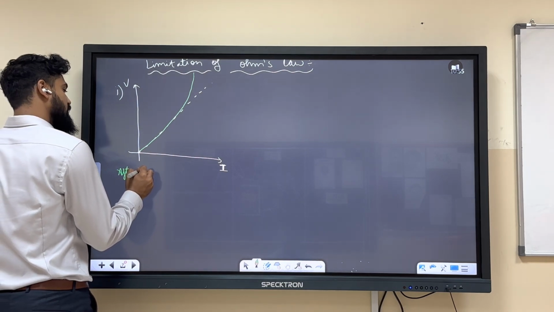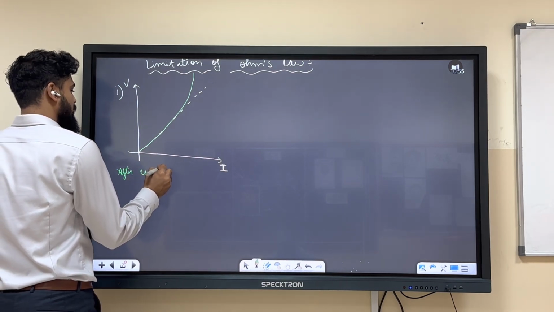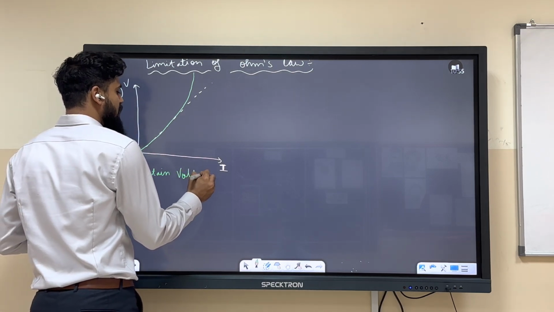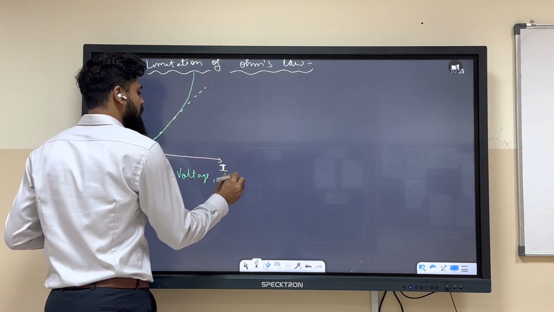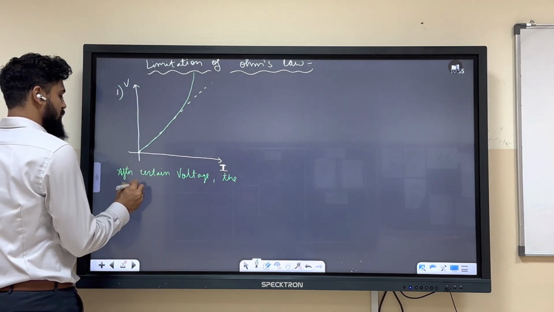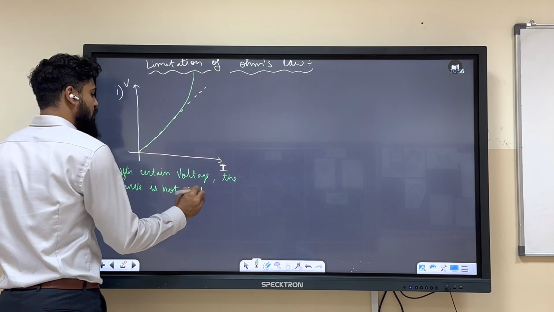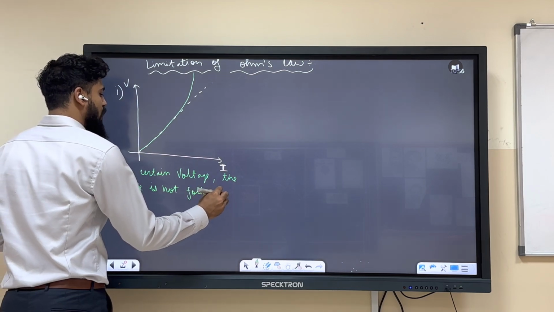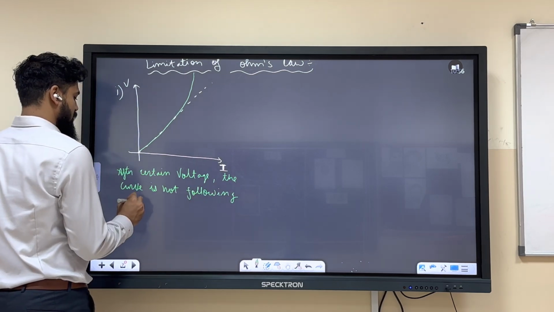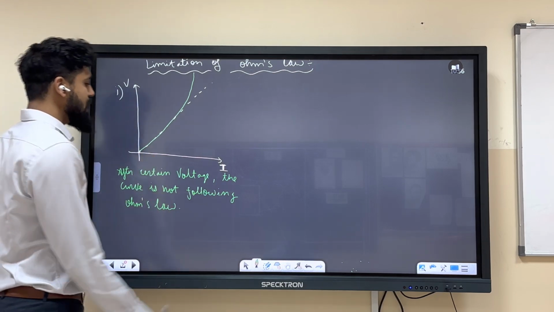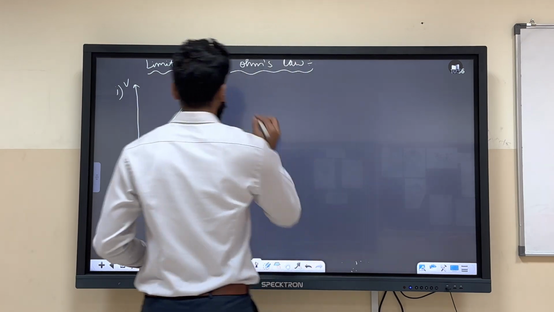After a certain voltage, the curve is not following Ohm's law. Okay, check.